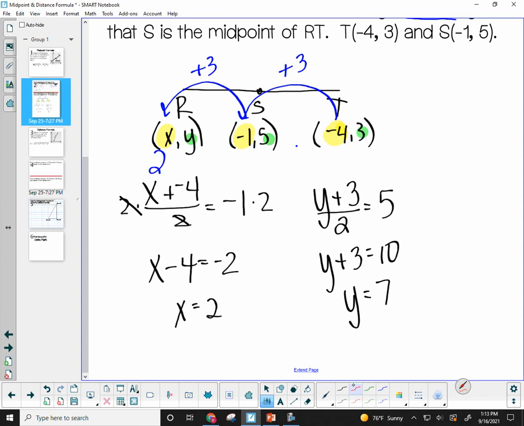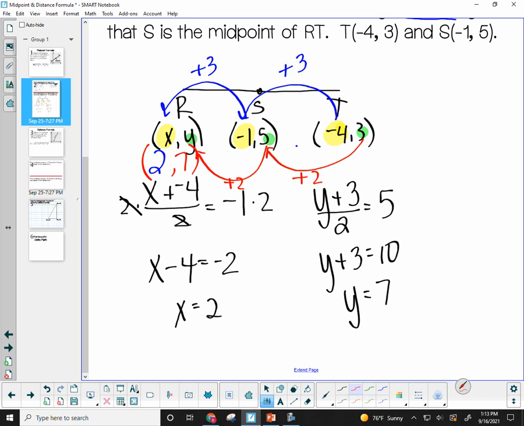Okay, so now let's do the y's. It went from 3 to 5. So what is that? Increase or decrease? Increase of 2, which means it's going to need to increase again. So if it increases by 2 again, we get 5 plus 2 is 7. We get the point (2, 7) again, which is what we got down here.